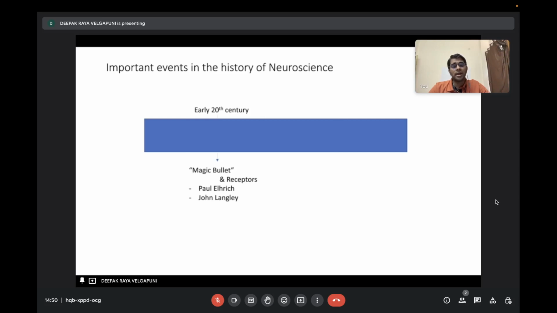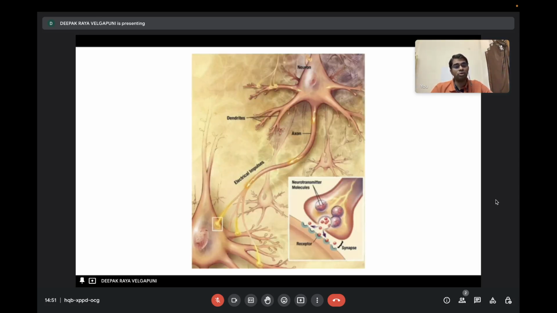Furthermore, in the early 20th century, Paul Ehrlich and John Langley found something called the magic bullet and receptors, where you could activate a particular cell by a chemical substance when it gets attached to that particular receptor. Later on, Otto Loewi's experiment showed that there is a chemical synapse between neurons. The synapse, the gap between two neurons, is activated via chemicals. These chemicals are called neurotransmitters, and whenever the action potential reaches the presynaptic neuron, it releases some chemical substances which are received by the postsynaptic neuron, which then gives the response. All these important events in the history of neuroscience led to a full, microscale view of the nervous system.